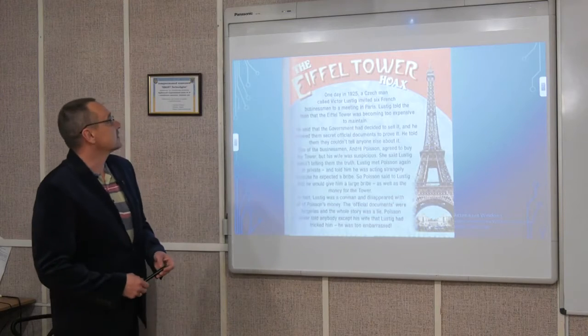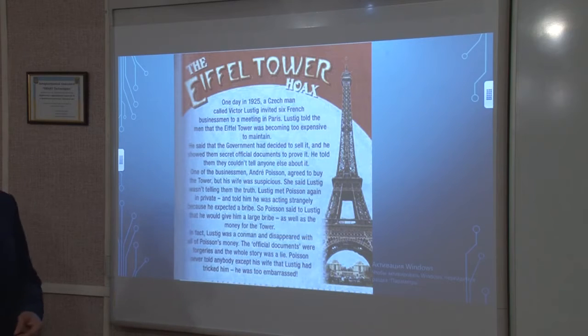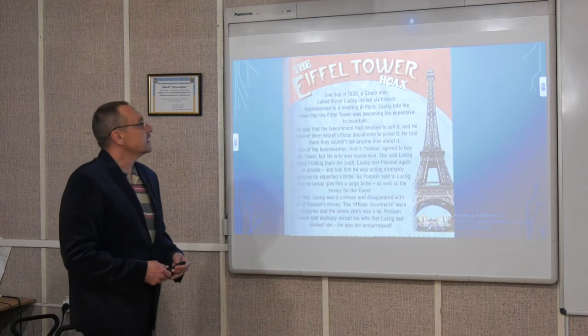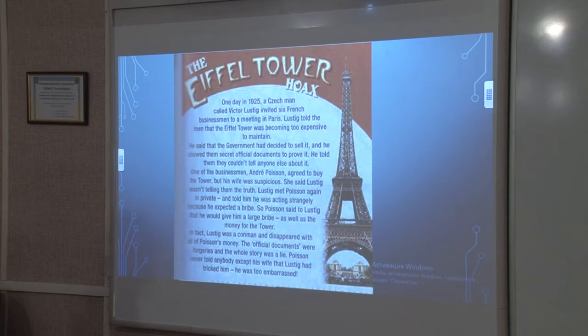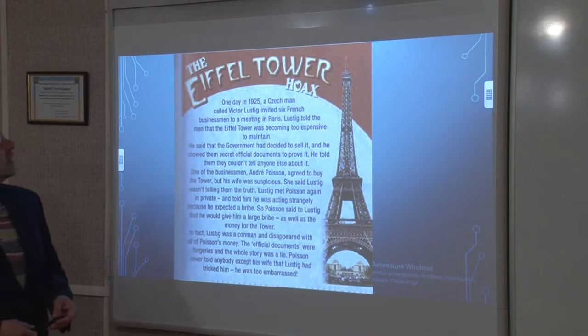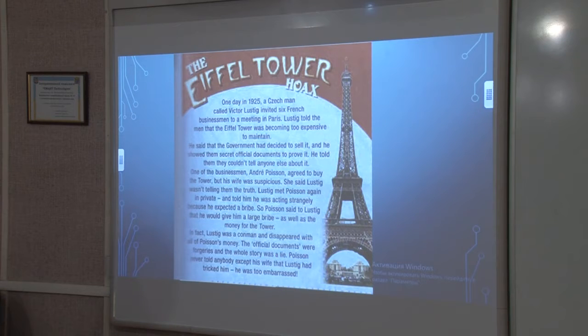Here we have the text, "The Eiffel Tower hoax." I will read it to you and then we shall do some exercises. One day in 1925, a Czech man called Victor Lustig invited 6 French businessmen to a meeting in Paris. Lustig told the men that the Eiffel Tower was becoming too expensive to maintain. He said that the government had decided to sell it, and he showed them secret official documents to prove it. He told them they couldn't tell anyone else about it.